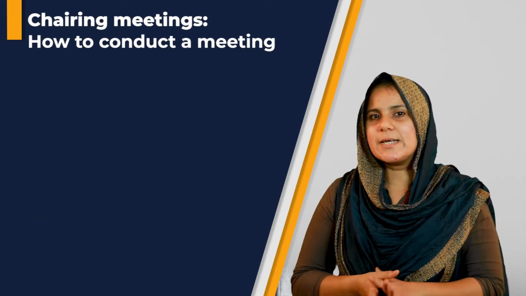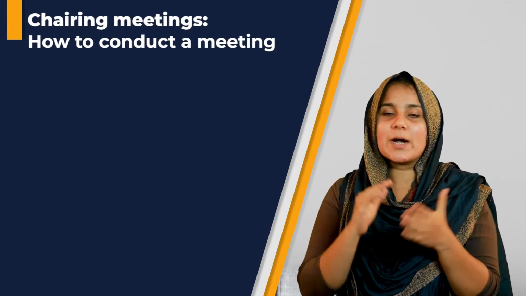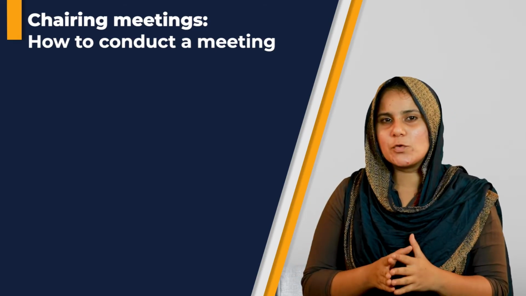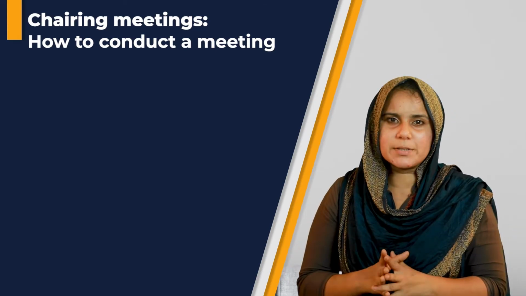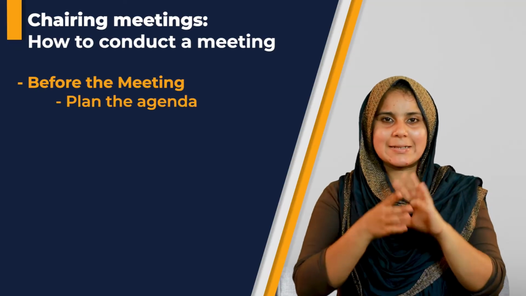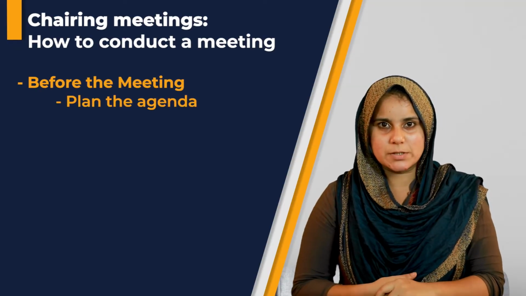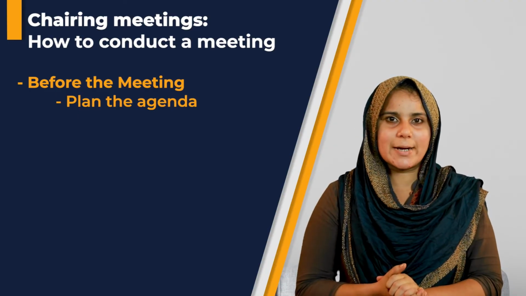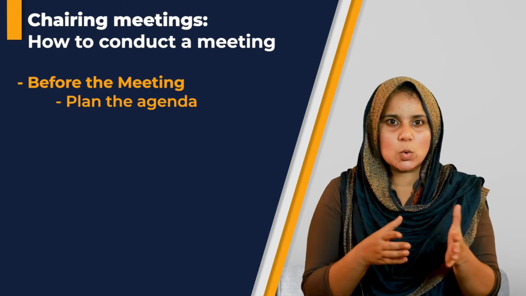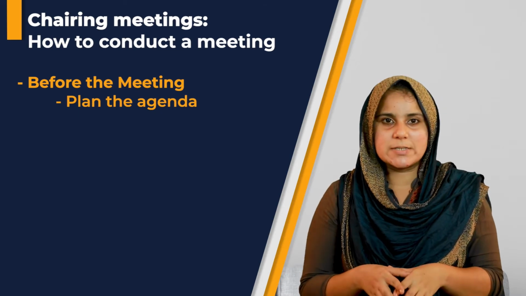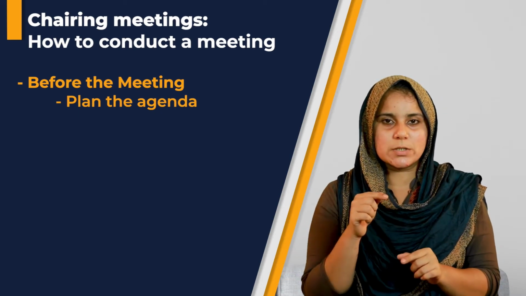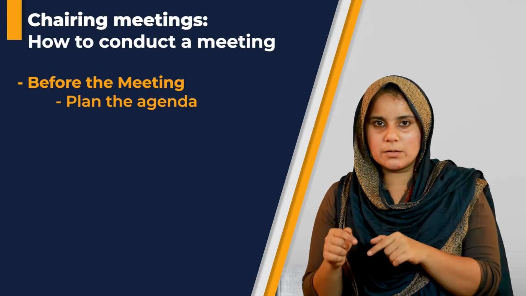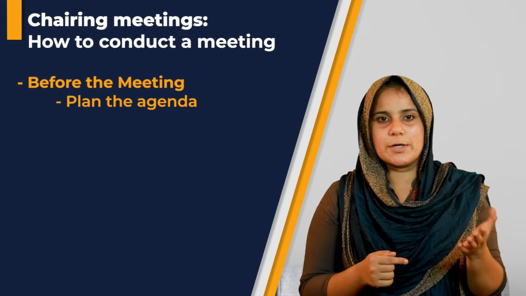Next topic is chairing meetings. How to conduct a meeting? So a good chair will be mindful of the following basic points. Before the meeting, plan the agenda with the chief officers and the higher officials. Include items brought by other members and decide the order and timing of the agenda and who will introduce each topic, and identify which agenda items are in nature, discussion or a decision.